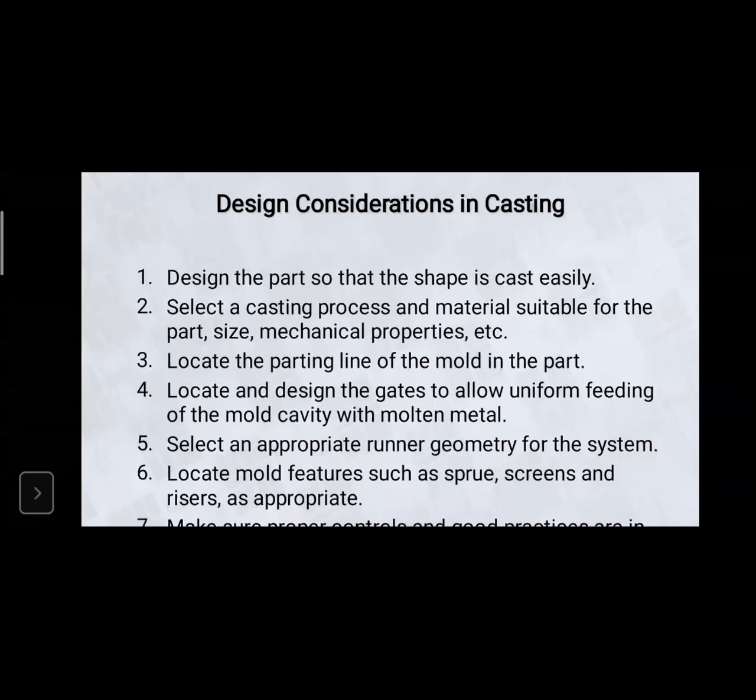Locate and design the gates to allow uniform feeding of the mold cavity with molten metal. So locate and design the gates. In the last class we learned about the types of gates, how they are to be located, and where you are going to locate them for the molten metal. If you are using a top gate, what are the advantages and disadvantages? If you are using a bottom gate, what are the advantages and disadvantages?